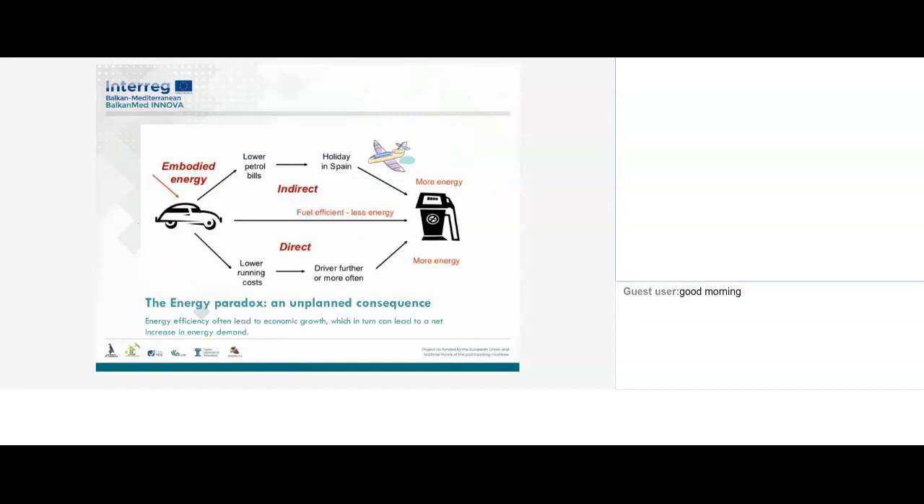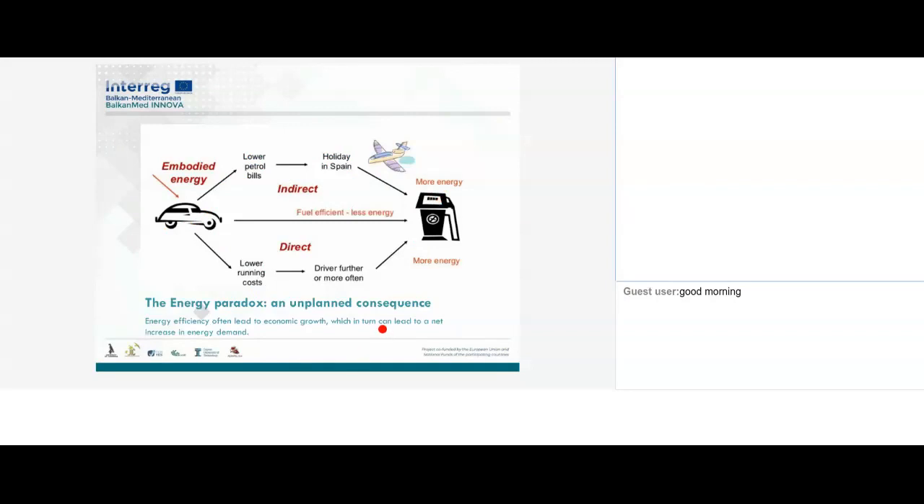For example, check this graph about the energy paradox, which is an unplanned consequence of energy efficiency efforts, because we have lower petrol bills. So with lower petrol bills, we can go, for example, on holidays in Spain that we would not go on in other occasions. So we would take an airplane and we would use more energy. Or with lower petrol bills, we would have lower running costs for a new technology car that will lead us to drive this car more because we can drive more kilometers with the same amount of petrol. So finally, we would use more energy.